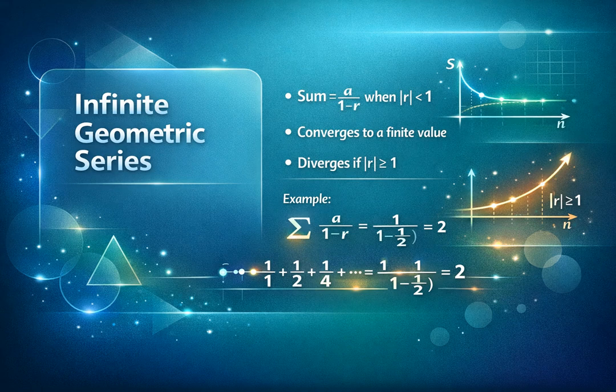For infinite geometric series, when the absolute value of r is less than 1, the sum converges to a over (1 minus r). If the absolute value of r is greater than or equal to 1, the series diverges. For example, 1 plus 1/2 plus 1/4 plus and so on equals 1 over (1 minus 1/2) equals 2.